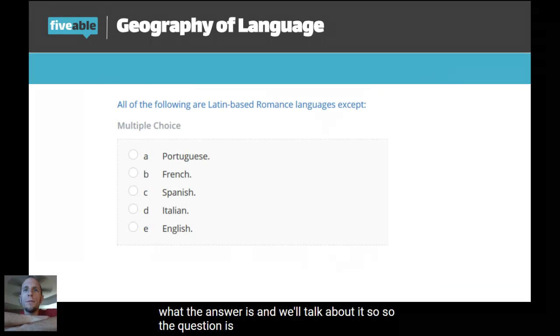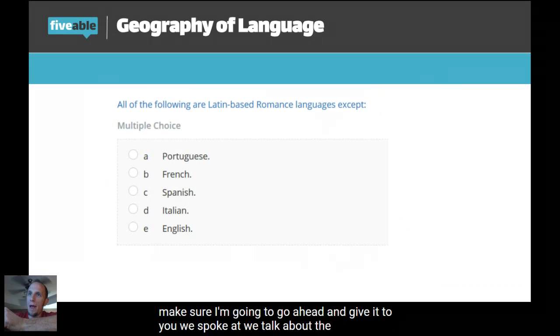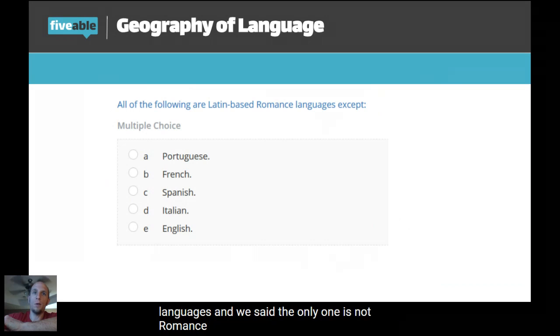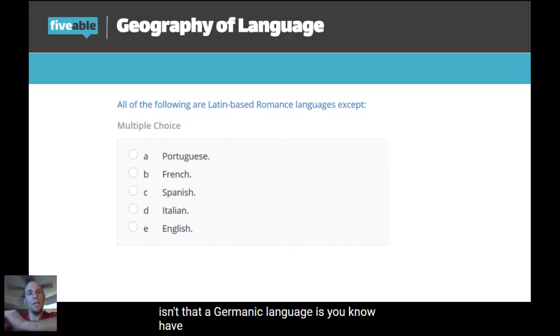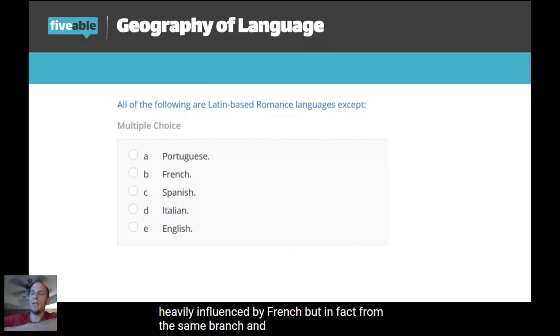So the question is: all of the following are Latin-based Romance languages except. All right, I haven't seen anyone answer the question yet. Let me check one more time just to make sure. I'm going to go ahead and give it to you. We talked about the Romance languages, and we said the only one that is not a Romance language is English. English is in fact a Germanic language. It is heavily influenced by French, but it is in fact from the same branch and same family as German. Next question.